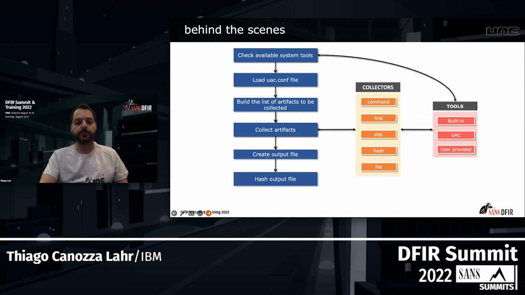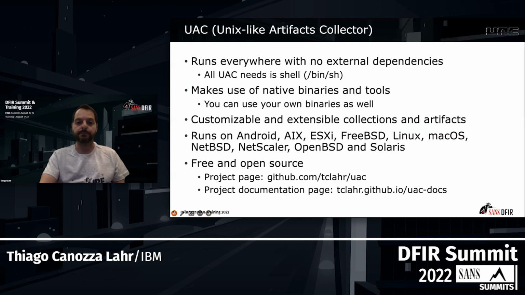UAC supports most Unix-like systems like Android, AIX, vSphere, FreeBSD, Linux, a lot of systems. I have even been testing UAC on small routers like OpenWRT or network-attached storage devices like QNAP and Synology. They are Unix-like systems, workstations, servers, even in different architectures, because UAC is architecture independent. So you can run it on PowerPC, SPARC, or even on Linux running on mainframes. I left here the project page and the project documentation page for you.